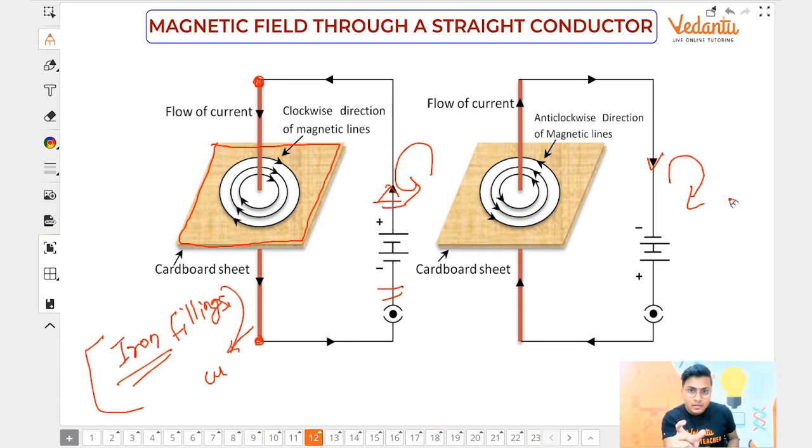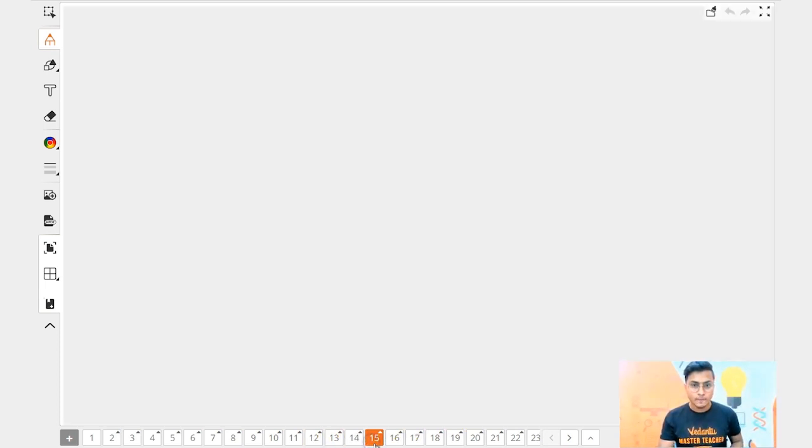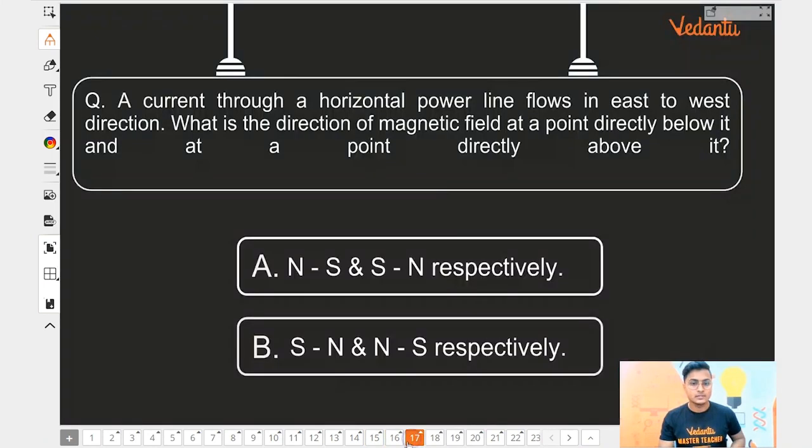And this part is taken very seriously in CBSE 10th. They ask you questions like this, which I'm going to ask you now. This question is there in your NCERT, and this question has come plenty of times in CBSE 10th. Please make a note of it. The question is here. Okay, the question looks like this.